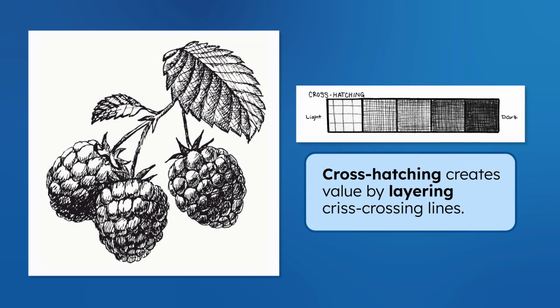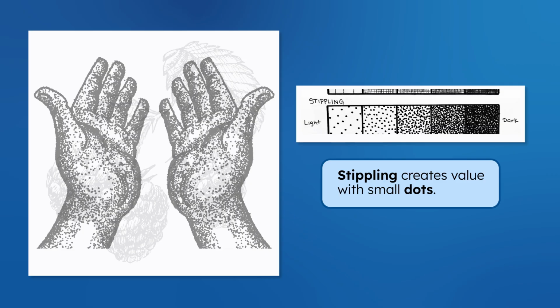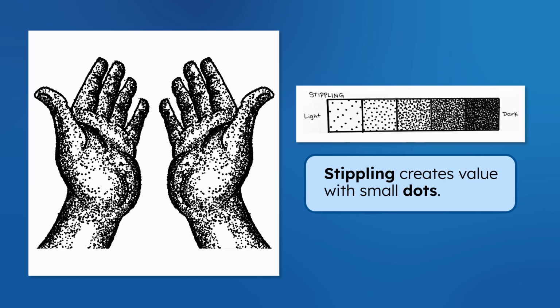Cross-hatching creates value by layering crisscrossing lines. More layers mean darker values. These lines add more depth and darker values than hatching alone. Stippling creates values with small dots. More dots for darker values, fewer for lighter values. Dots create subtle gradations and soft textures with a controlled, detailed look. When stippling, it is recommended to use a marker instead of a pencil to avoid hand tiredness.